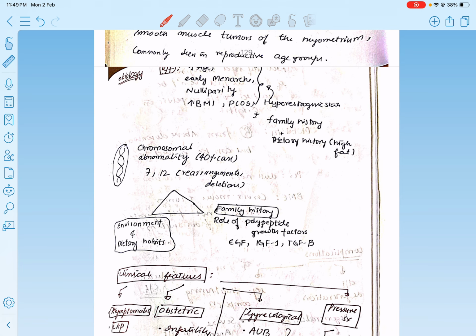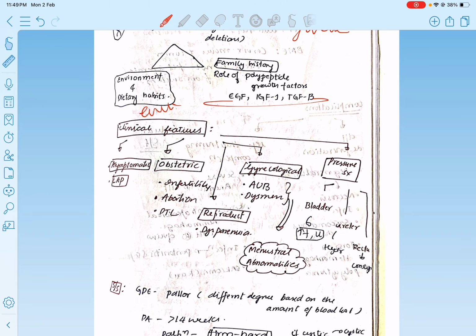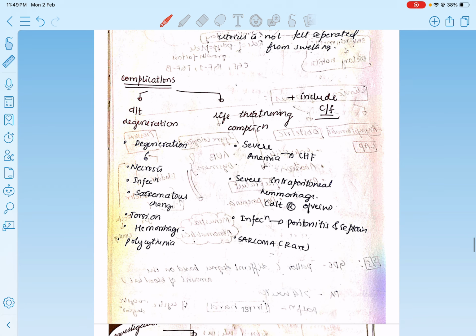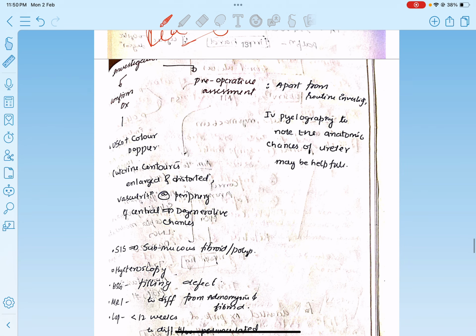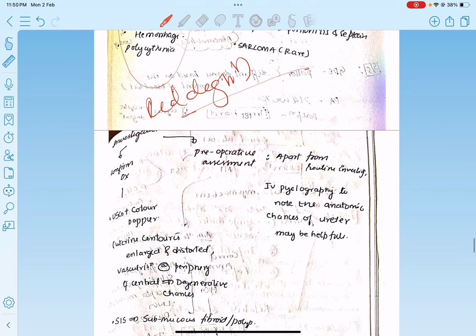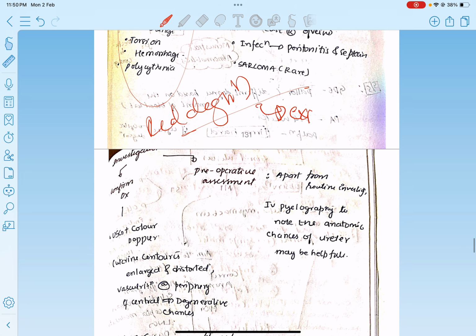Make sure you talk about it with respect to genetic, environment, and family history. These are the clinical features. Though they are picked up in a routine scan, sometimes they can present with all these things. This is the complication. Make sure you study the red degeneration of fibroid properly. What do you do? What is the management for that? It's an expectant management.